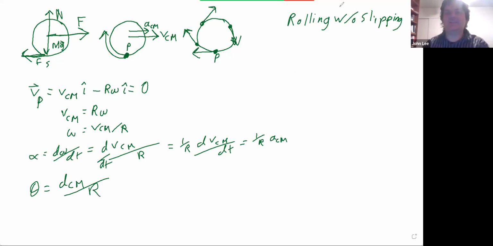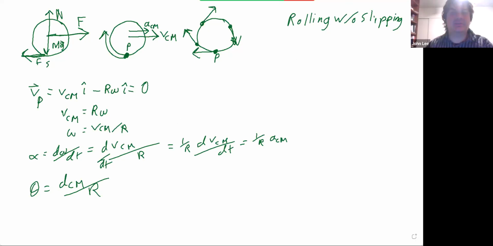So hopefully that should make sense. This isn't going to take super long. The main takeaways are that omega equals V center of mass over R, alpha equals a center of mass over R, and theta, the angle that's been subtended, is equal to the distance that's moved divided by R.